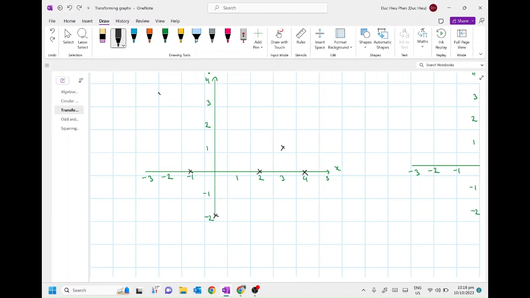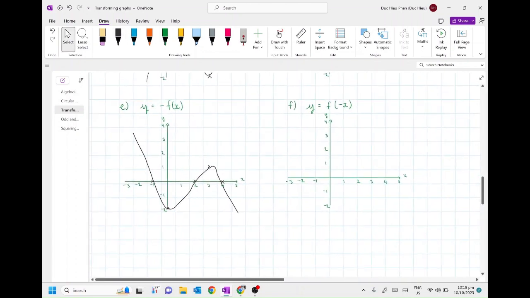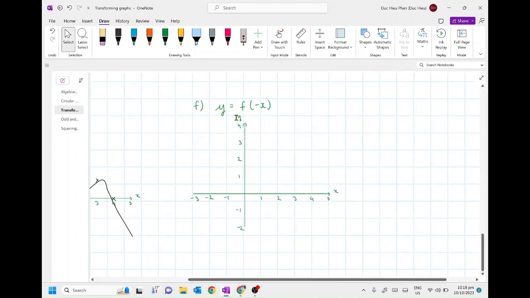I did really bad there. Now, we're timesing the x by -1 before putting it into the function. Here, we flip the graph on the y-axis.